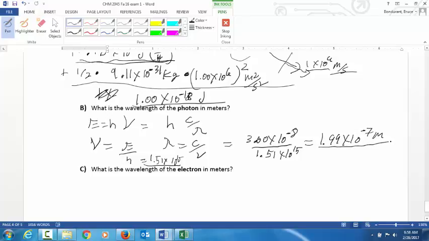This is in the UV range, about 200 nanometers. Rounding to 2 sig figs, it would be 200 nanometers. In reality, we need it at 3 sig figs, so if you wanted this in nanometers properly, it would be 199 nanometers.